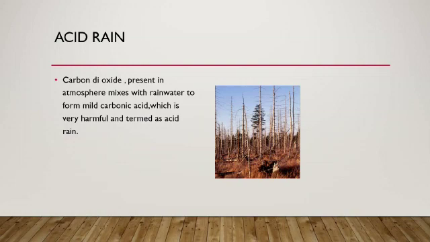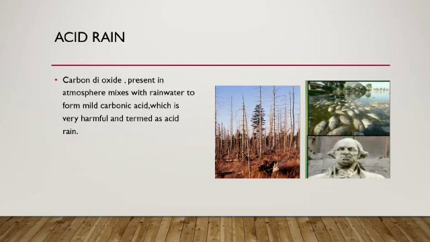This acid rain is very harmful for the forest. Look in the picture how it has ruined a forest. It also affects marine life and causes the death of many fish. It also affects buildings.